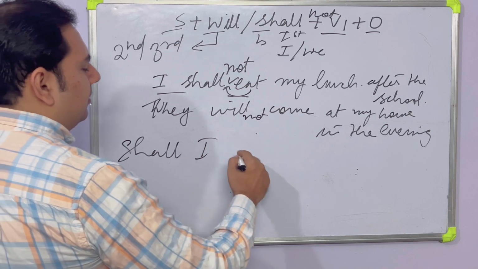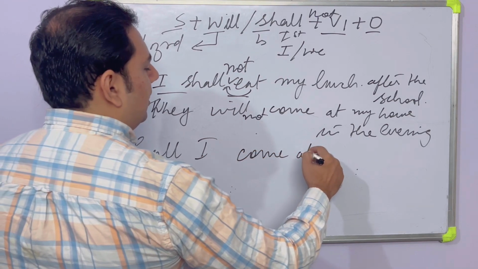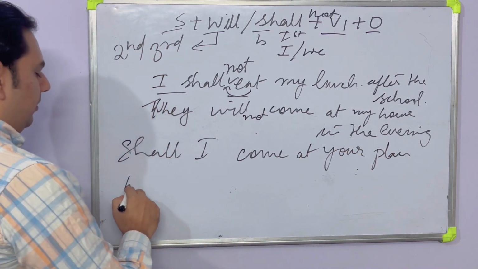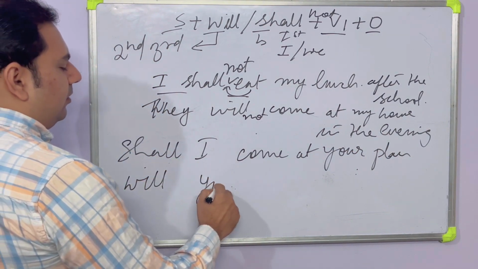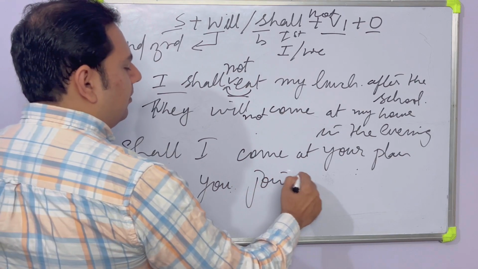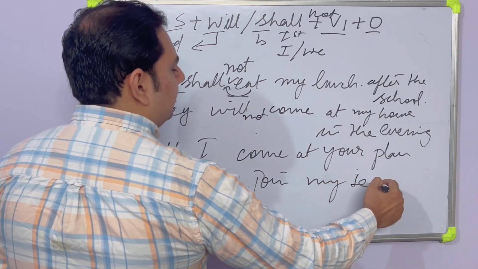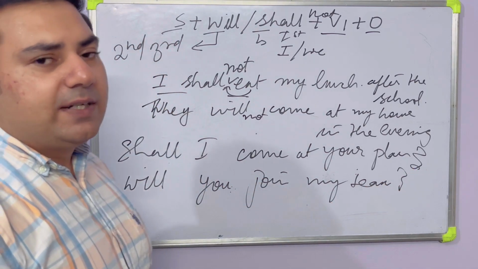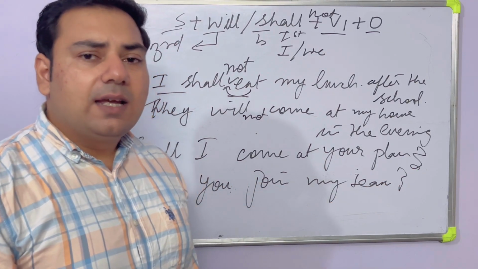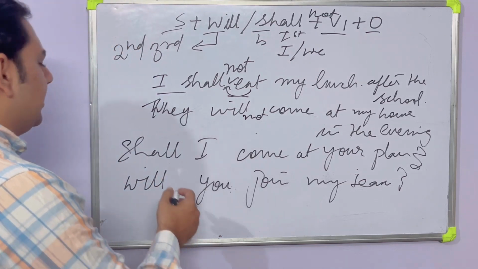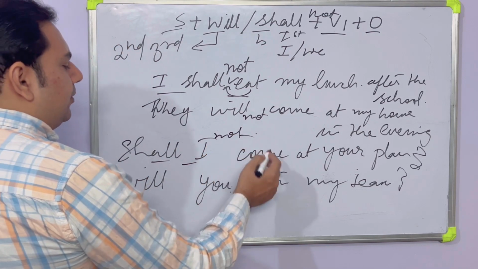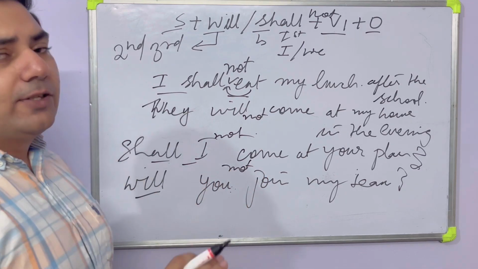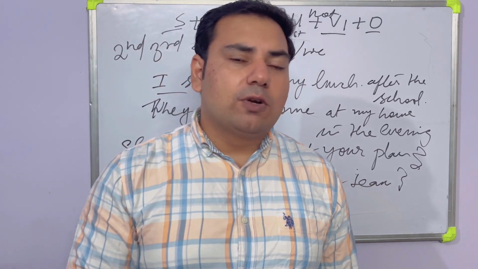Shall I come at your place? Okay, will you join my team? Okay, question mark. So this is how you can create the interrogative sentences as well. So they are very easy, and in the same way the negative interrogative will be there. Shall I not come to your place, or will you not join my team? And that is concluded. I hope that you have understood the concept.